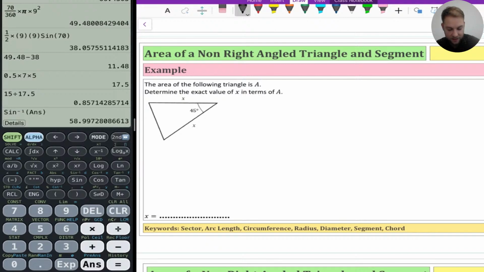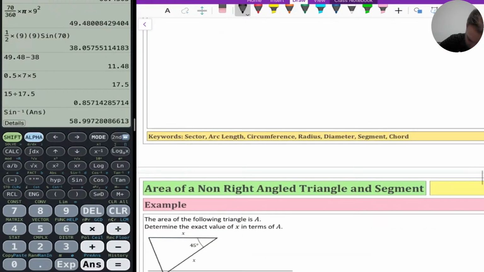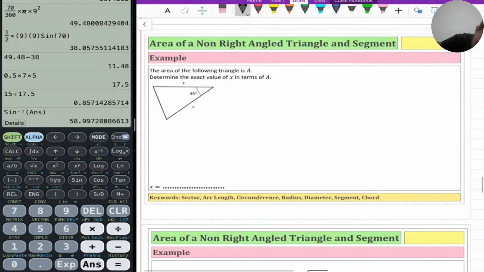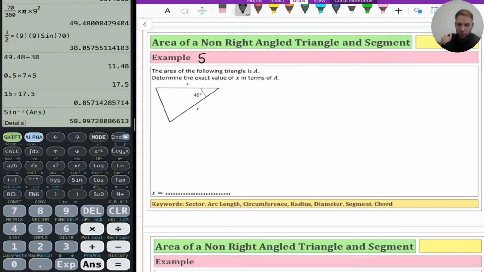So this one here says determine the area. This one here was example 5, our last example. So the area of the following triangle is A. Determine the exact value of x in terms of A. Now, sometimes this will come up on a non-calculator paper because you're expected to know some of these sine values, but I'll show you how to do it. So we're talking about the area of a non-right angle triangle.